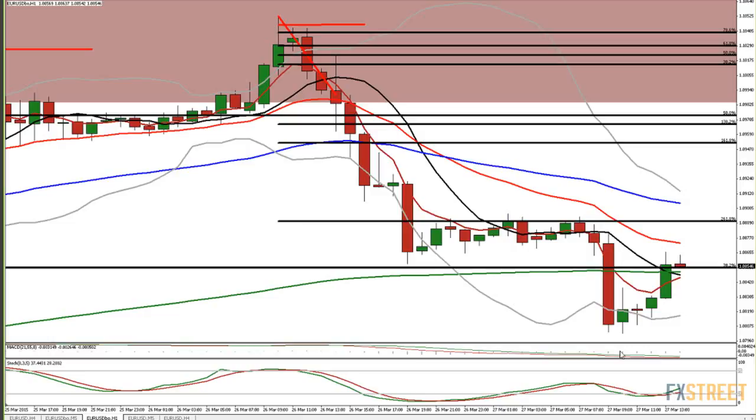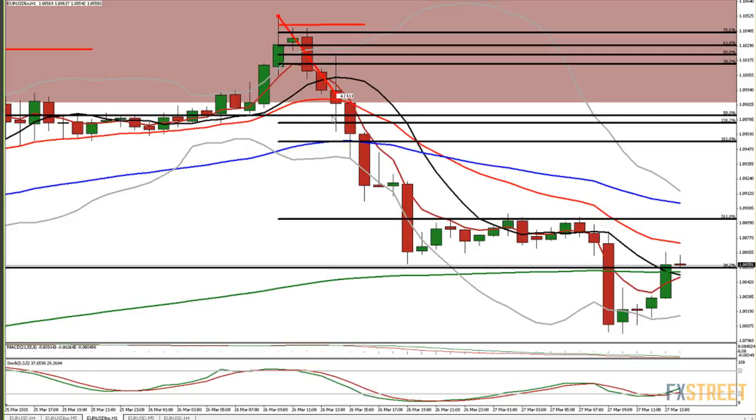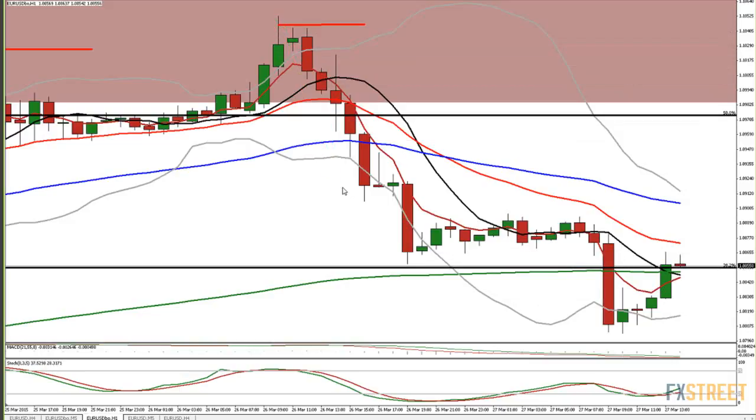Cool, huh? Cool. Sometimes they work out. Sometimes they don't. But that was a nice one. It started on this hourly chart. So let me show you here.